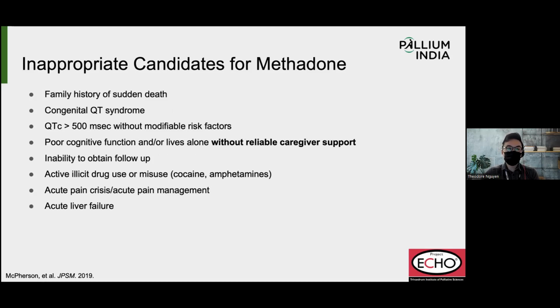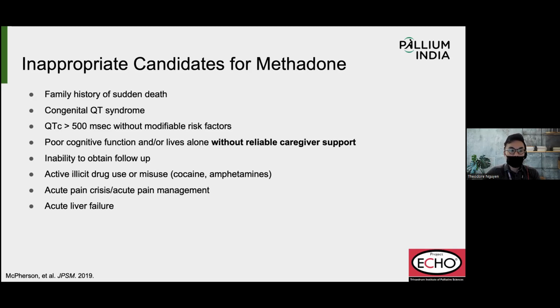Next would be patients that we would probably steer away from initiating methadone on. So patients that have family history of sudden death, congenital QT syndrome, QTC intervals of more than 500 without modifiable risk factors. And then just to reemphasize, modifiable being potential corrections of electrolytes or making adjustments to medications that may be contributing to a prolonged QT interval. Also patients that have poor cognitive function and or lives alone without reliable caregiver support. And also the inability to obtain follow-up, active illicit drug use or misuse, specifically cocaine and methamphetamines, because this can also increase that risk of arrhythmias.